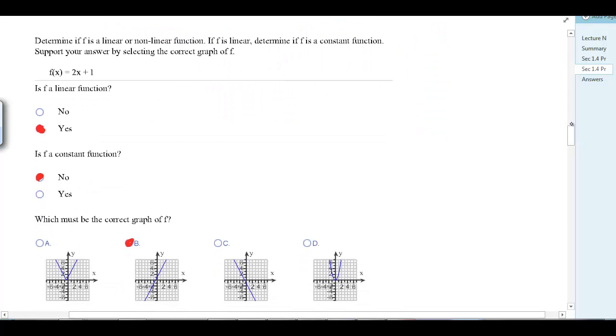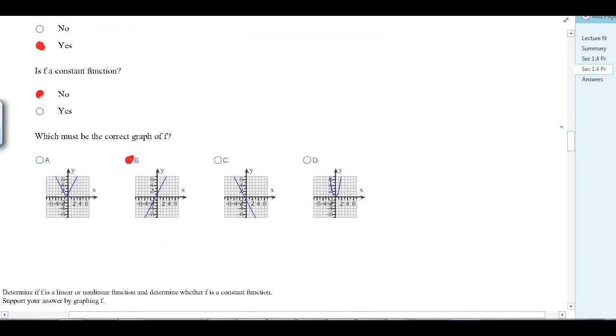Determine if f is a linear or nonlinear function. 2x plus 1. So if you have 2x plus 1, what's the understood exponent there? It's a 1, and when the exponent is a 1, it is linear. So this is linear. Is it a constant function? No, because it does have the x, so it's not a constant function. And then it says which must be the graph.